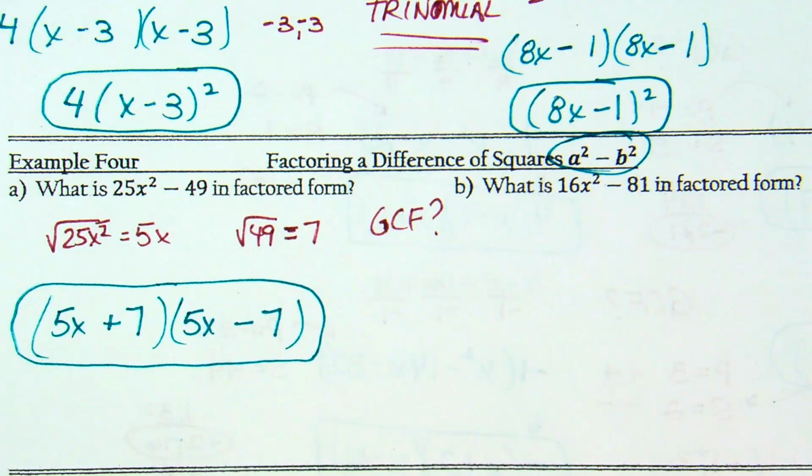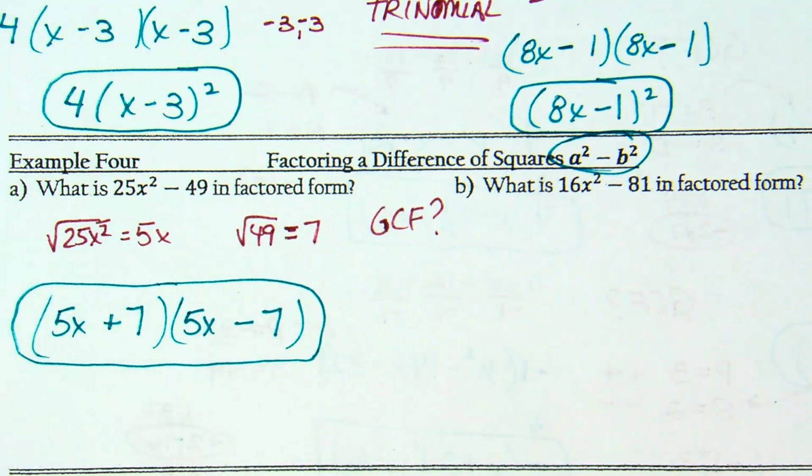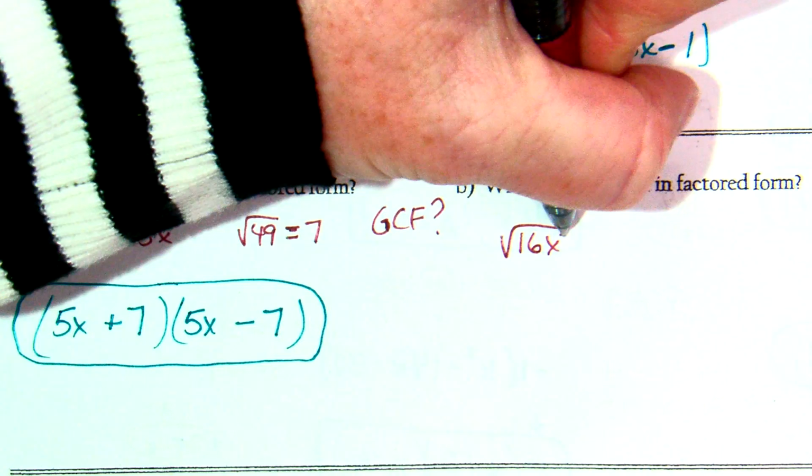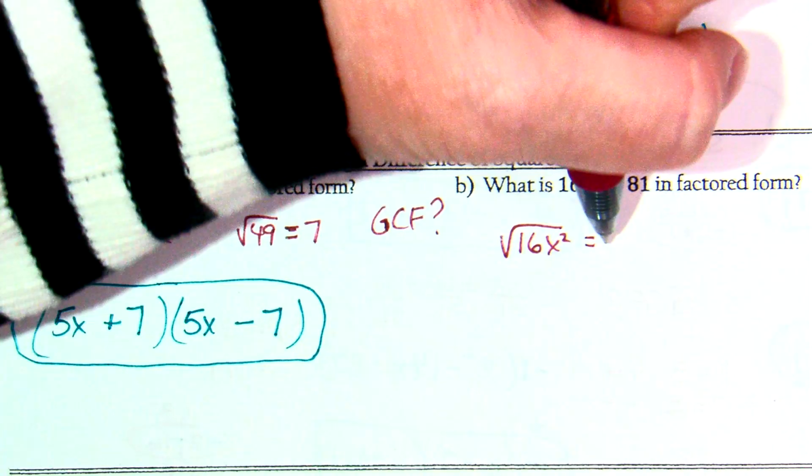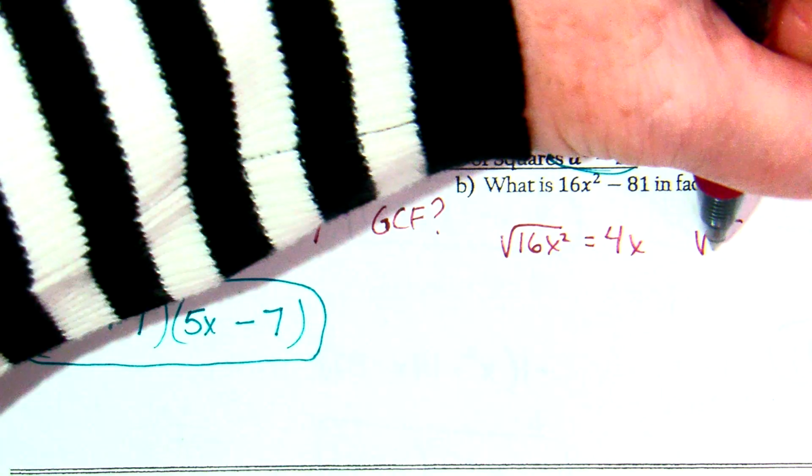Does that make me a piece of cake or not? First of all, first question, is there any GCF? No. 16 is a bunch of 2s, 81 is a bunch of 3s, so nothing in common. Okay. Are these perfect squares? Yes. Can you do the square root of 16x squared? Square root of 16x squared is 4x. Can you do the square root of 81? It's 9. Do you know how to set this up then?